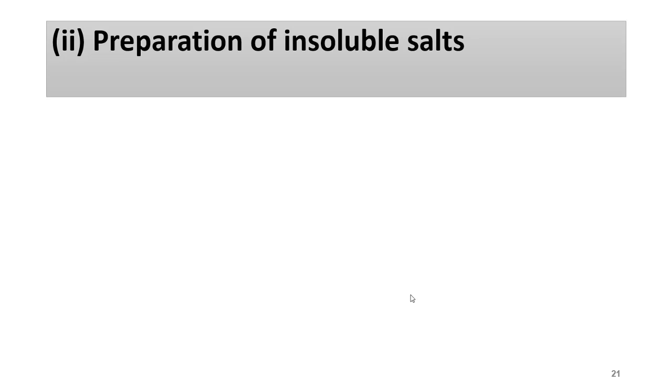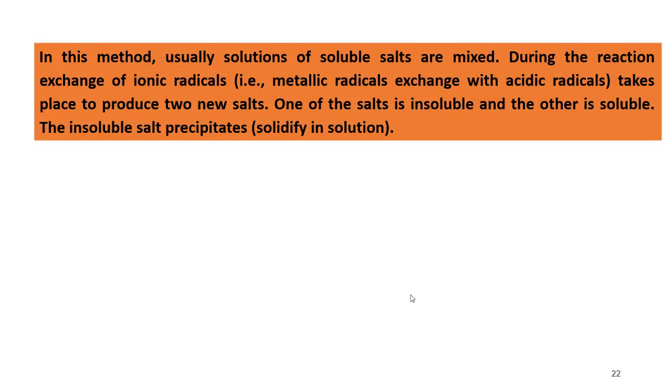The last one is the preparation of insoluble salts. How can you prepare insoluble salts? In this method, usually solutions of soluble salts are mixed. During the reaction, exchange of ionic radicals, that is, metallic radicals exchange with acidic radicals, takes place to produce two new salts. One of the salts is insoluble and the other is soluble. The insoluble salt precipitates. Precipitates means solidifying out of the solution.